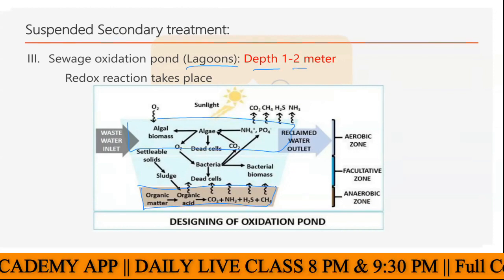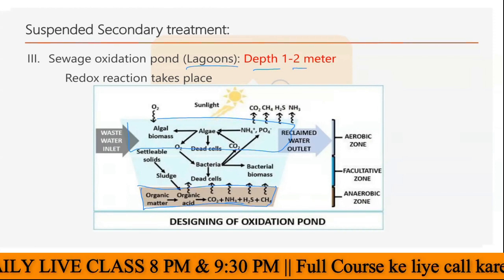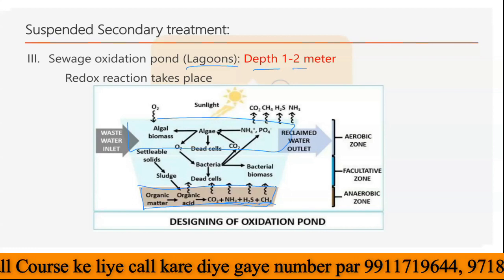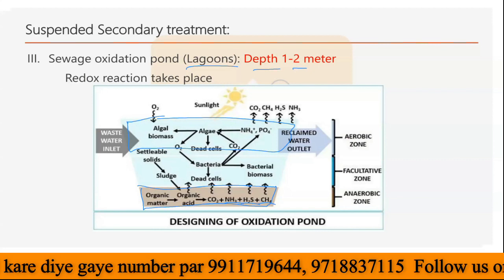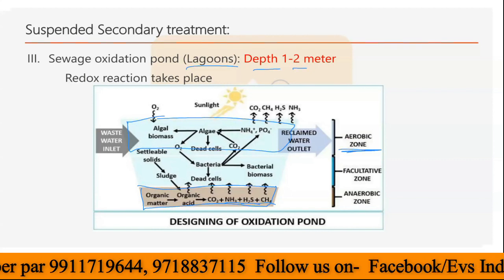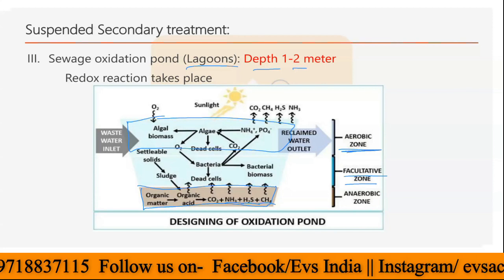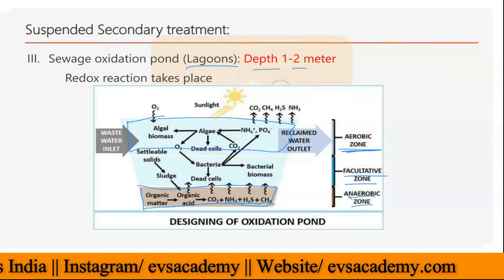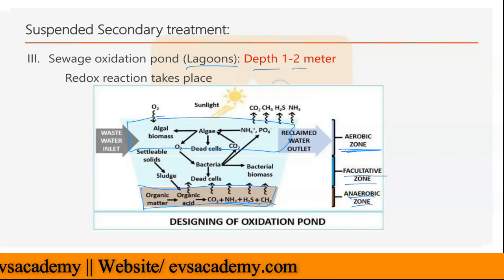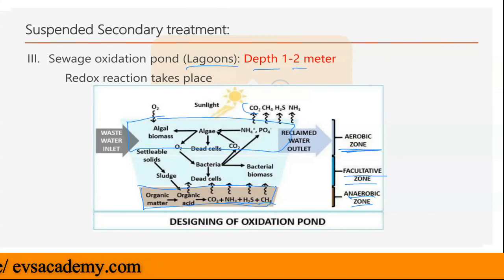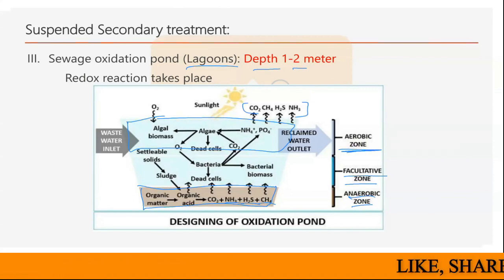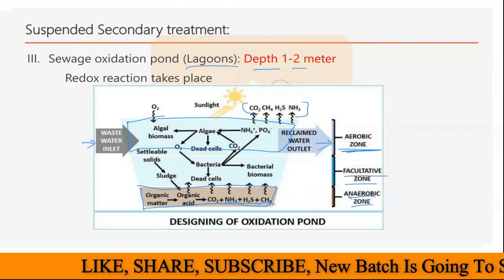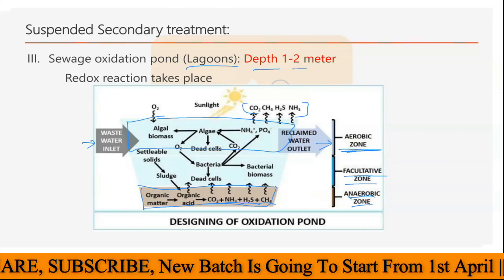In the anaerobic part, the reduction takes place, like formation of ammonia, hydrogen sulfide, methane, and all this will come out from the lagoon plant. But the oxidation takes place in the upper portion of this particular pond. So this is the aerobic zone. This is the facultative zone. It means both reactions take place, aerobic plus anaerobic. And then we have the anaerobic zone where only anaerobic reactions take place, and all the gases are released here. O2 will be consumed here. CO2, CH4, H2S, and NH3 all will be released in the atmosphere. On this side, wastewater is incoming, and on this side, wastewater is going out. So this is what a sewage oxidation plant is.